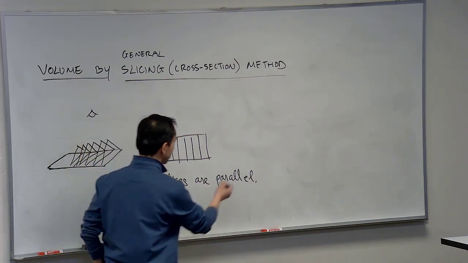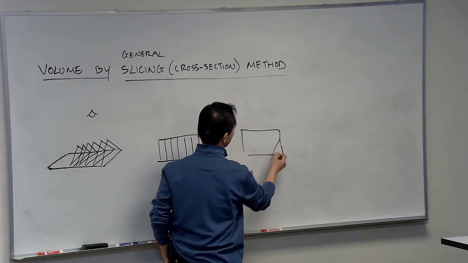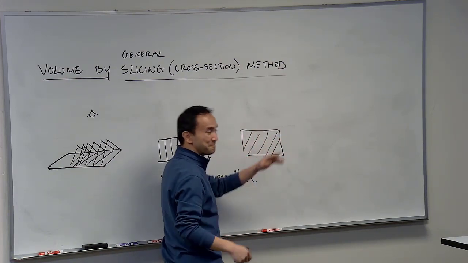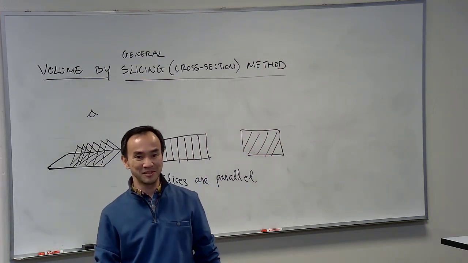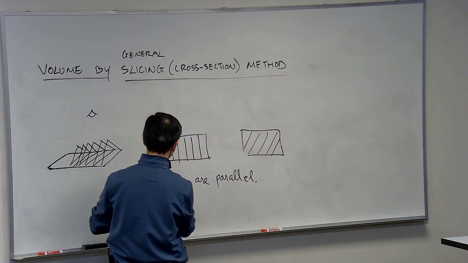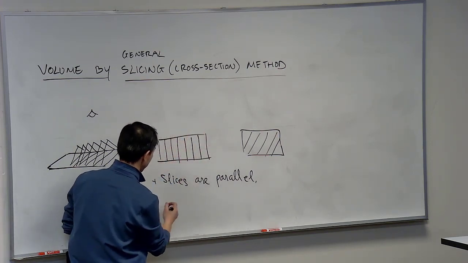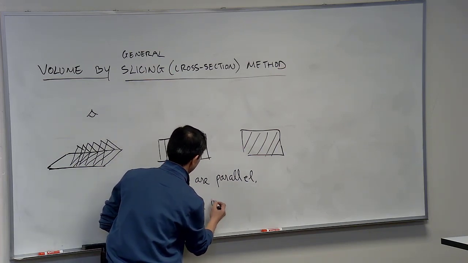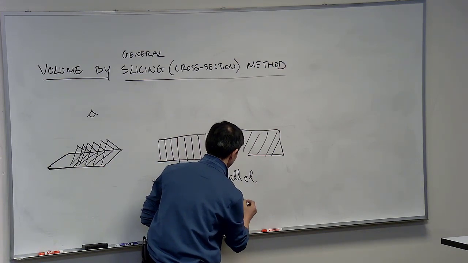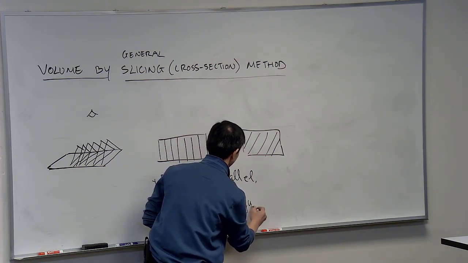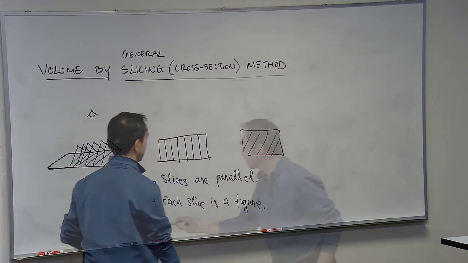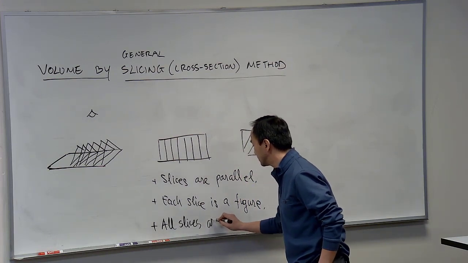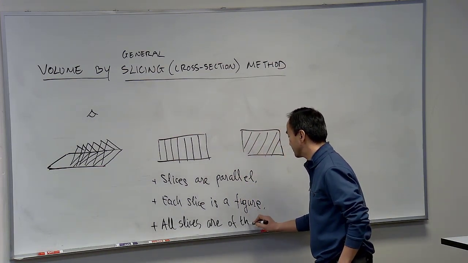We can put the slices in your area at the base. You can put the slices like this. That's okay too, right? But a lot of times, they've got to be parallel. They've got to be in the same direction. You know what I'm saying? And then on top of those slices, each slice is a figure. So all slices are the same figure.